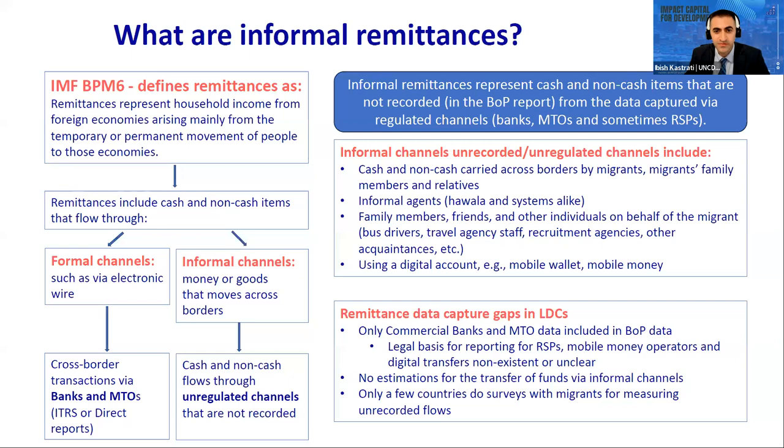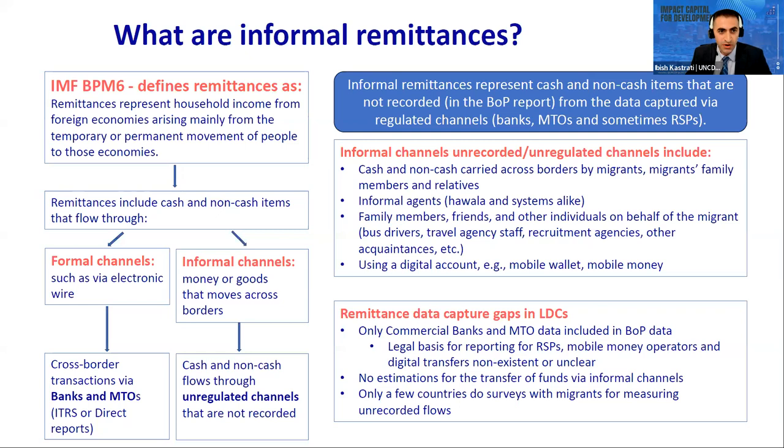Before passing to the panelists and hearing more about their presentations on informal remittances, I just wanted to briefly talk about what informal remittances are. As we know, remittances are emerging as a crucial source of external finance for several least developed countries, and yet the exact size of these flows remains unknown to policymakers and to the private sector because a large portion of these flows go through informal channels. From a remittance data perspective in general, and especially for least developed countries, remittances via formal channels are recorded through reports from commercial banks and money transfer operators, usually through the system that is called the International Transactions Reporting System.